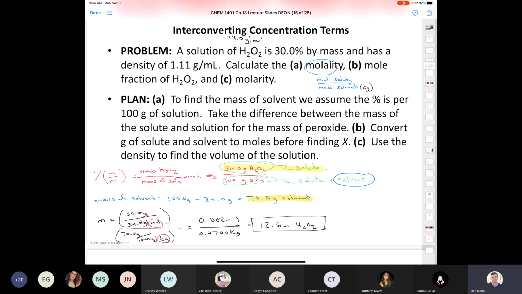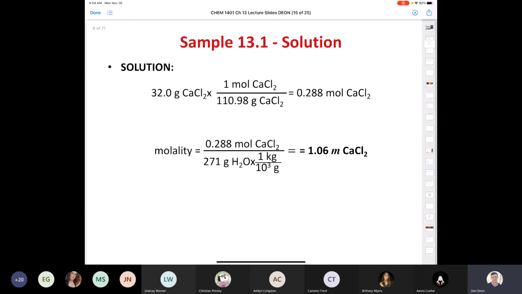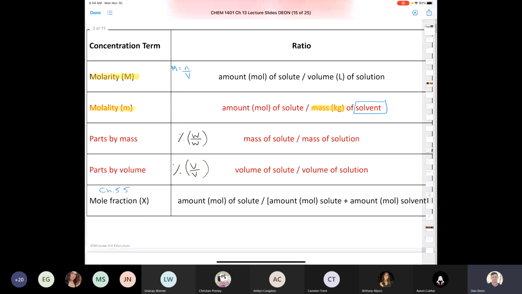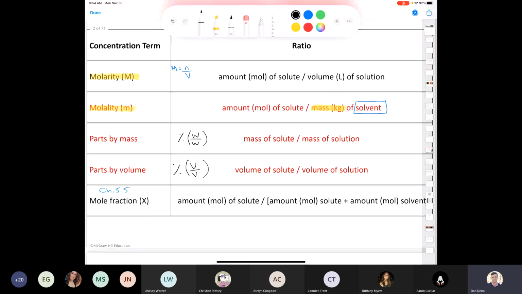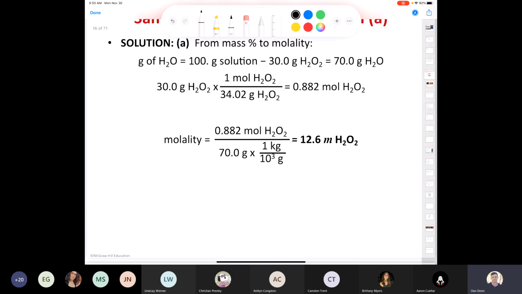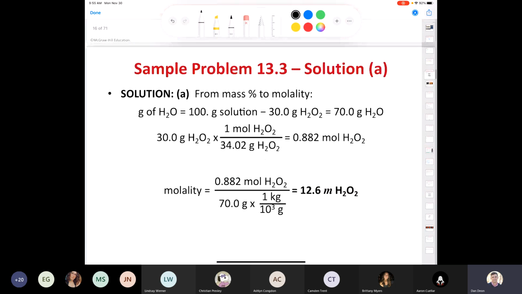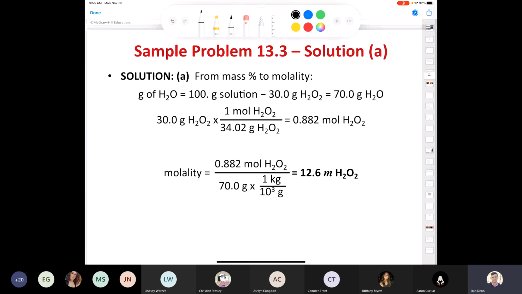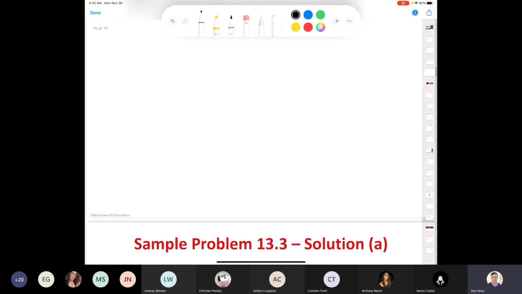I also want to go back and point out one thing that I should have mentioned here. Parts by mass is sometimes expressed as W over W. That's more of an older way of doing it. Nowadays, we usually use percent M over M. So that's why I wrote percent M over M like that. All right, and there's the solution worked out by the textbook author.